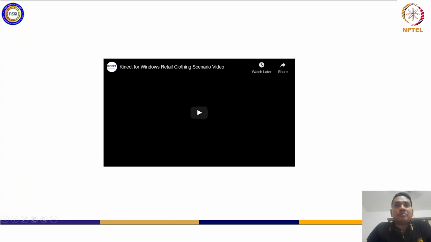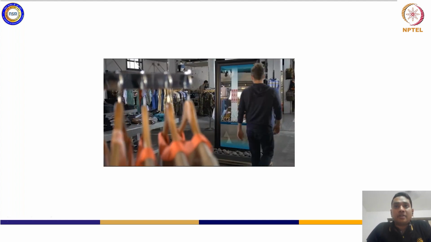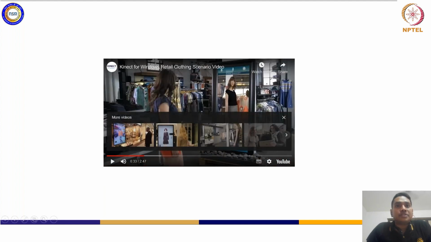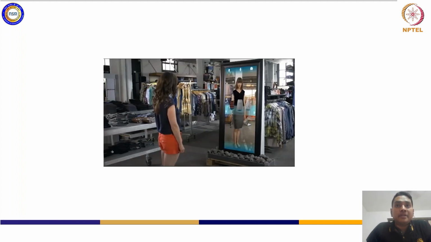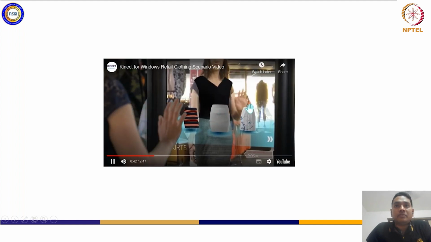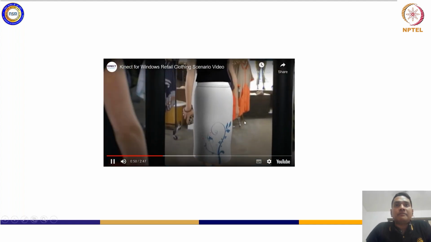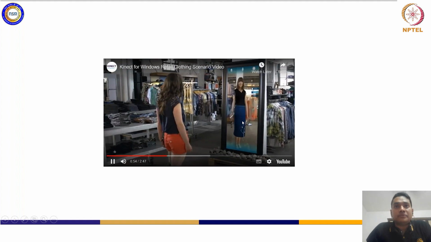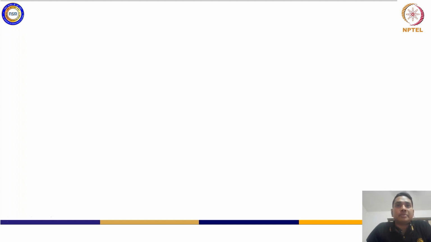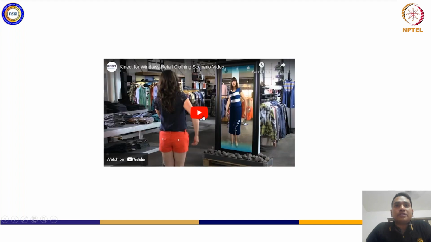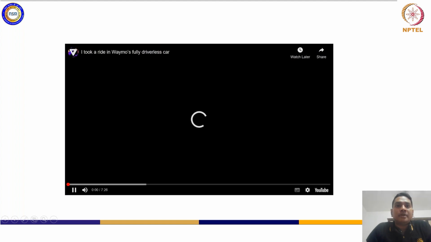Another application is from the retail clothing scenario. You go into one store, and without any contact, you can just try out the clothing for your shapes and sizes that is available. You can stand in front of the mirror and try out several clothes depending on your requirements and likings, and you can buy them as you go. So without even going into the trial rooms, you can have this seamless experience. Again, another application, of course, that everybody knows nowadays, is automated cars.